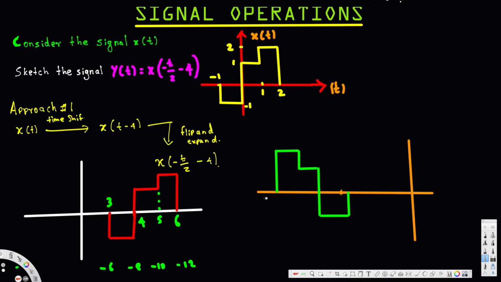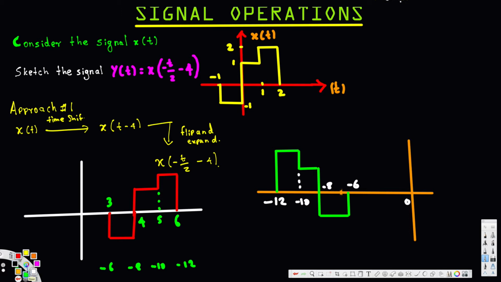Okay, let's plug the values. This is going to be negative 12, this is going to be negative 10, and here we are going to have negative 8, and this is going to be negative 6, and that's it, 0, and this is going to be our final graph, right? Now this is one method. Now let's look at the other method.